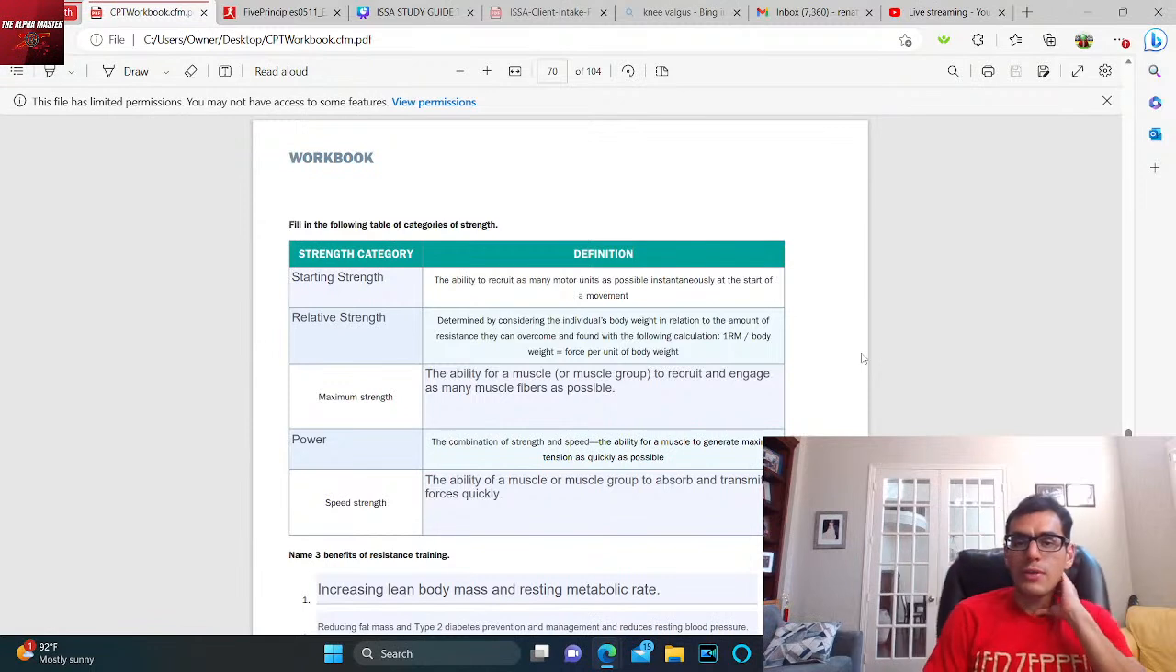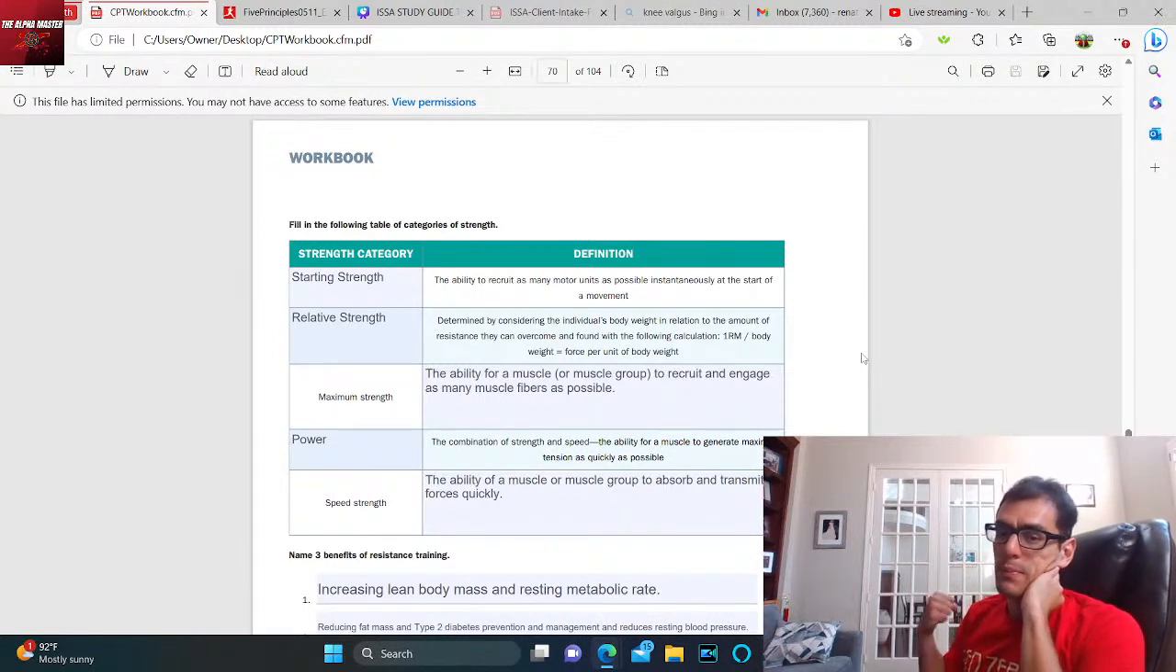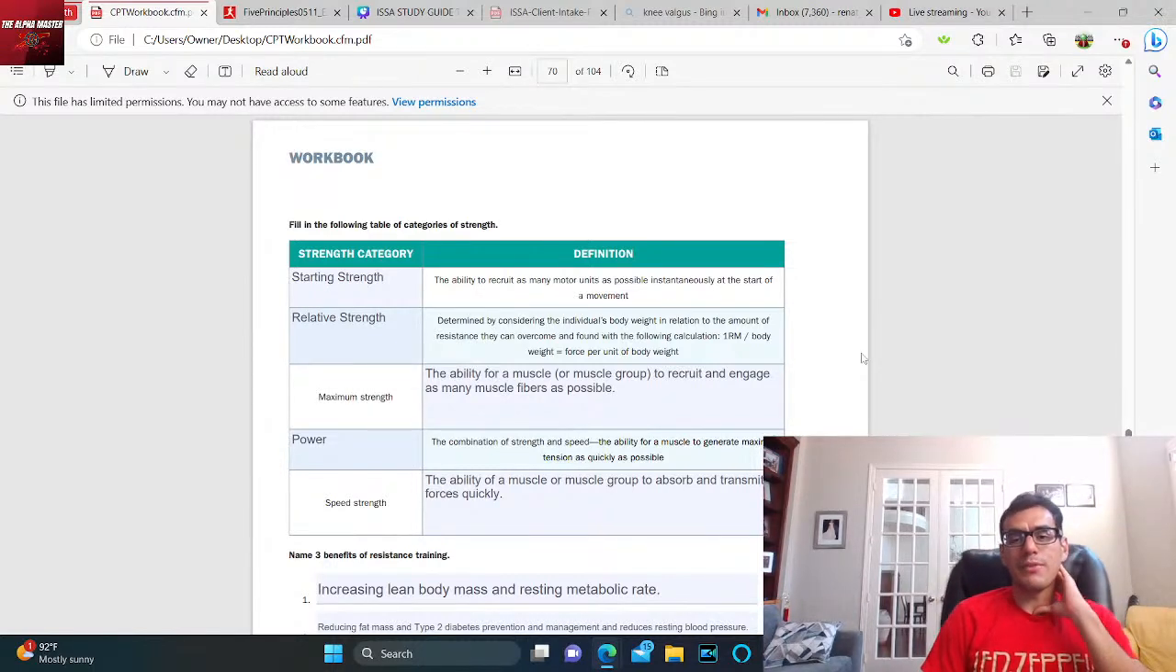Now, the maximum strength is the ability for a muscle or muscle group to recruit and engage as many muscle fibers as possible.